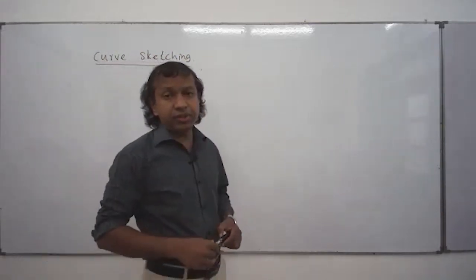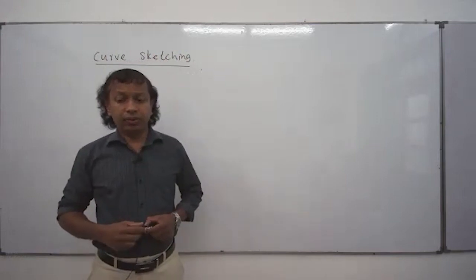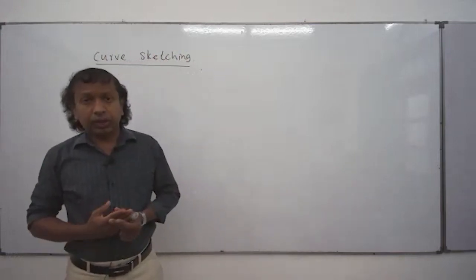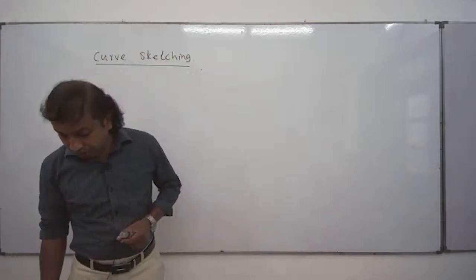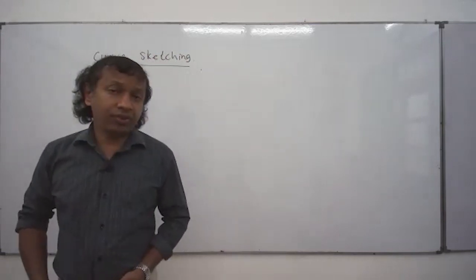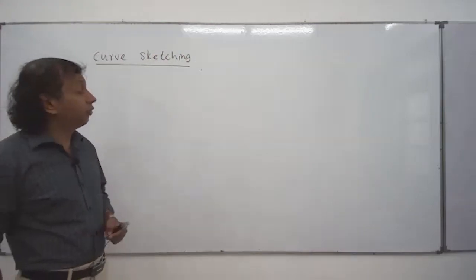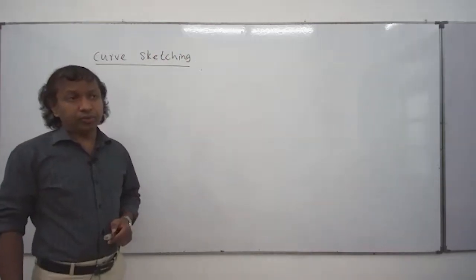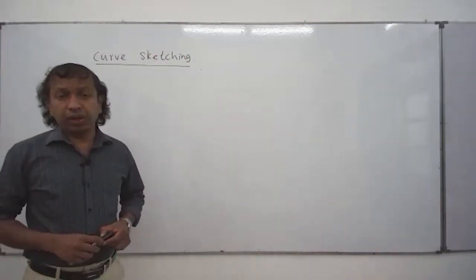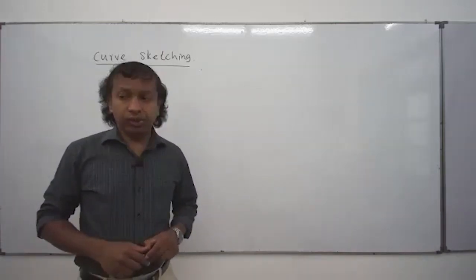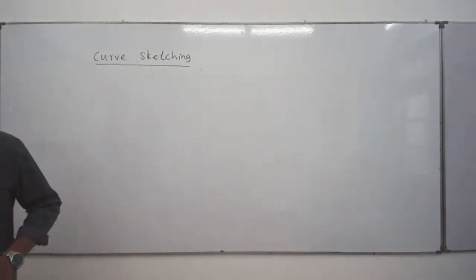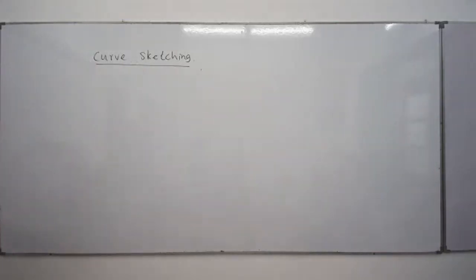We discussed maxima and minima, and some questions also we discussed. Some more questions we need to discuss. Now the next application of this differentiation is this curve sketching part. Before going to curve sketching, we must understand some properties of curves. So the first thing we have to do today is the concavity of a graph.